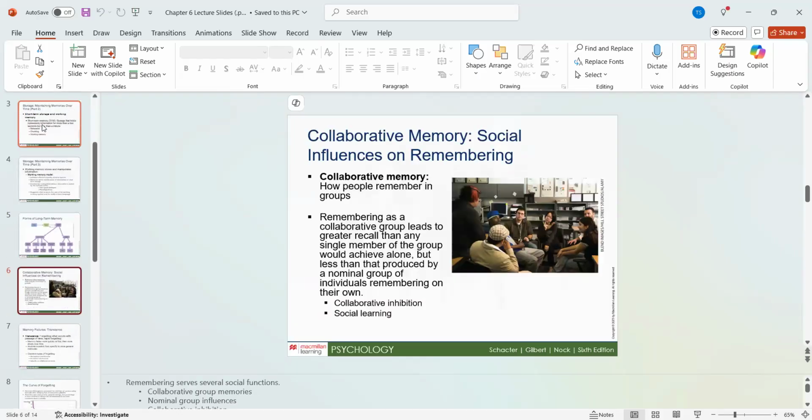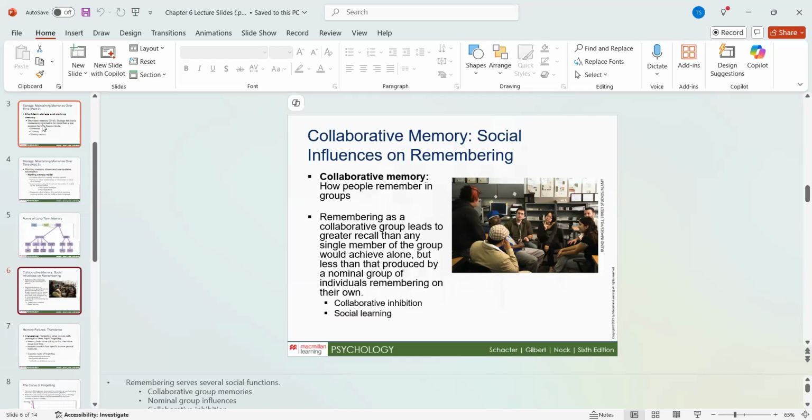So what about when other people help each other remember? Is it better to remember as a group? Is it better to remember by yourself? Studies have had kind of interesting results. One thing they found is that if we all got together in a group and tried to remember something, we'll probably remember a lot more than if we try to remember on our own.